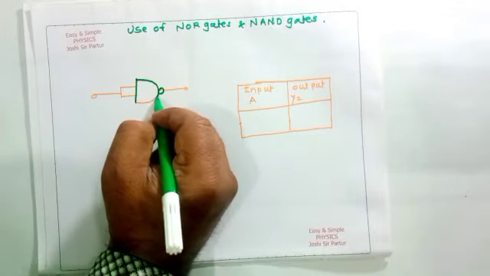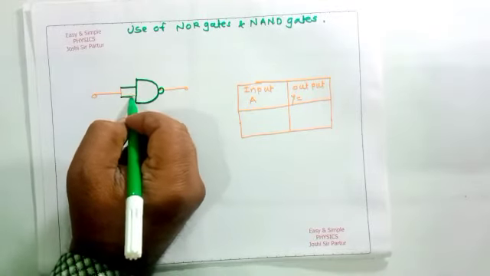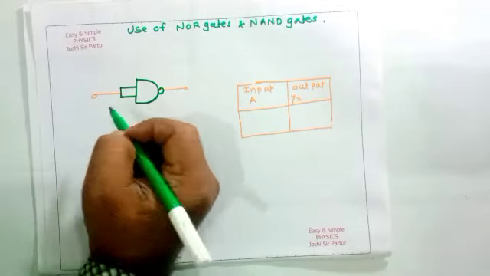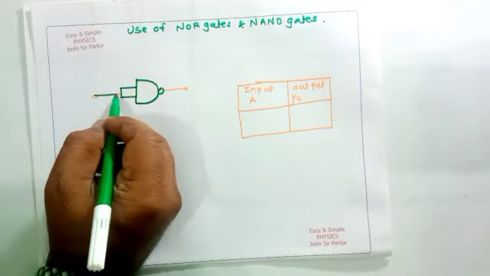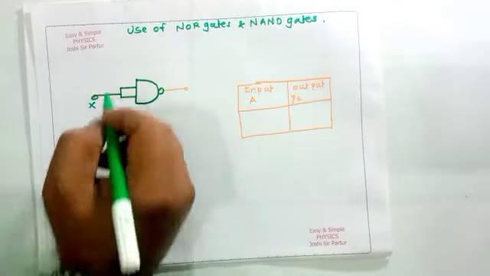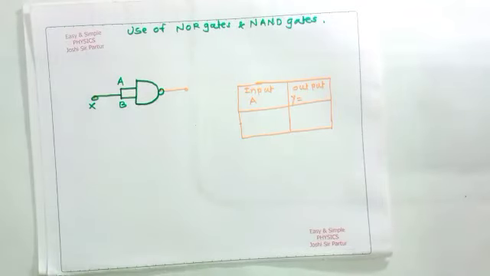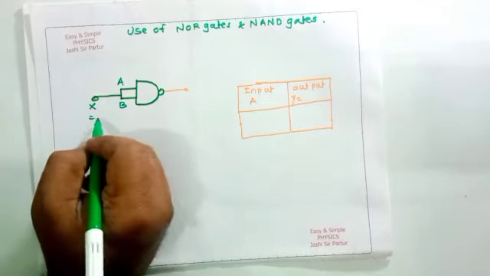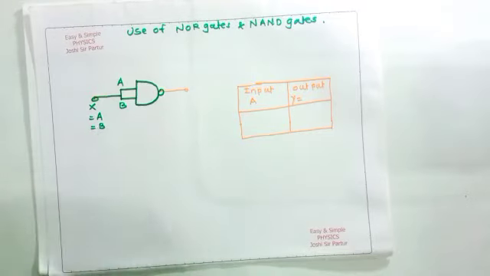This is a NAND gate having two inputs, and they are shorted. When two inputs A and B are shorted so that one input is formed, that is X. It gives only one input, that is X is equal to either A or X is equal to B.